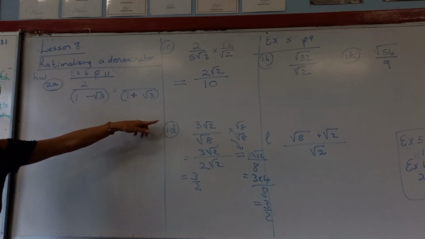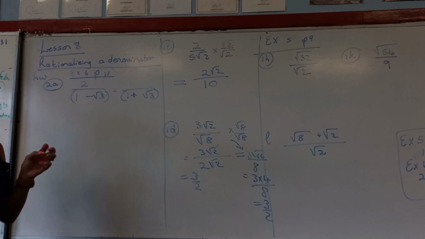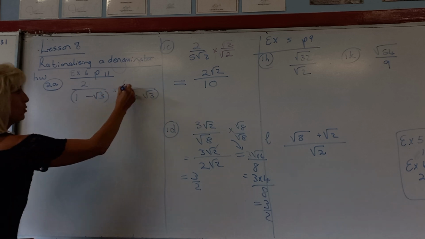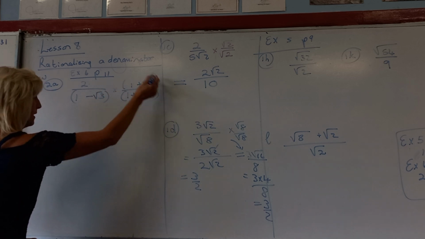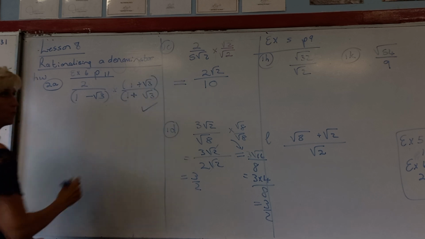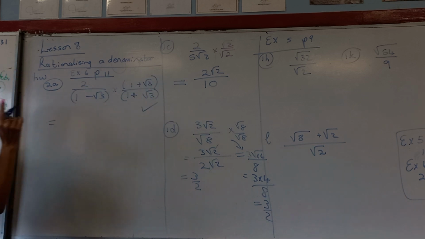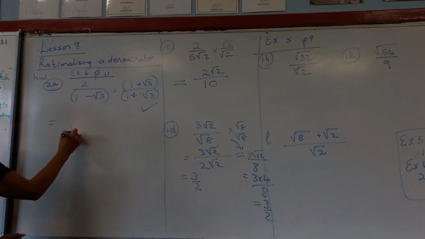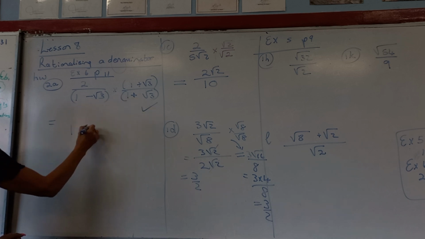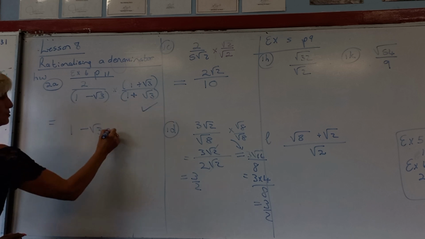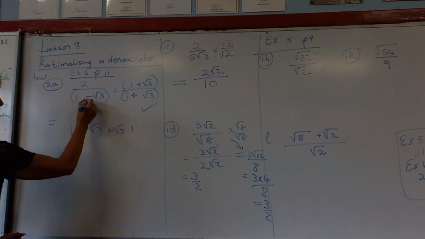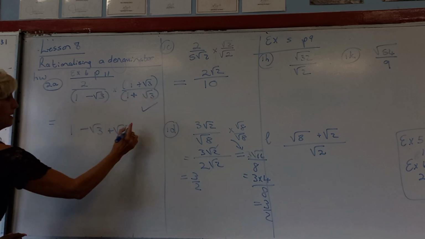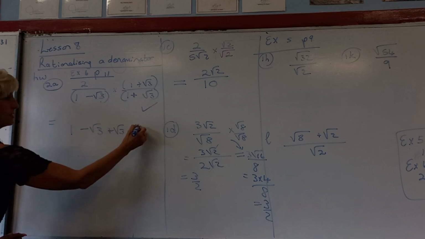So I'm actually looking for a difference of squares coming out of there. At the top there, you also have to do it. That's what you're going to get your mark for knowing. Then the answer shouldn't have a root in the bottom anymore, because you've got 1 times 1 is 1. You've got minus root 3, you've got plus root 3, and a minus times a plus is a minus, and root 3 times root 3 is 3.